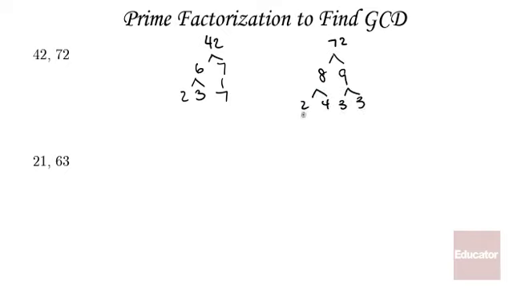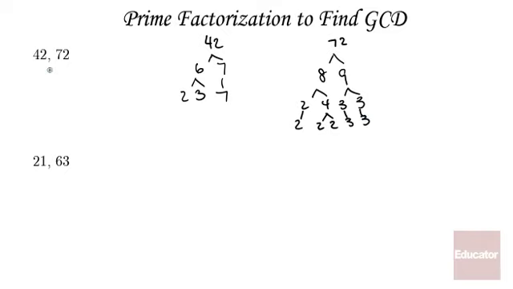Now let's try using prime factorization to find GCD. I think that this is the preferred method because this way you will ensure that you don't forget about any factors. 42 breaks into 6 times 7, 2 times 3, and 7. 72 breaks into 8 times 9, 2 times 4, 3 times 3, bring down the 2, 2 times 2, 3, and 3. Now we've created the factor trees or the prime factorization for each of these numbers.